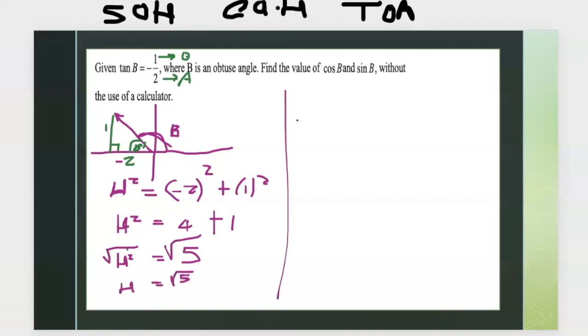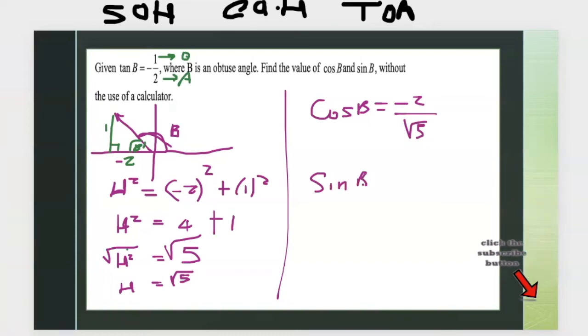Now that I have the hypotenuse, I can answer the question. B complement gives us the same ratios that we would have gotten for B; both of them give the same answer. So cos B is equal to the adjacent, which is minus 2, over the hypotenuse, which is root 5. And sine B is equal to the opposite, which is 1, over the hypotenuse, which is root 5. And that will be the answer.